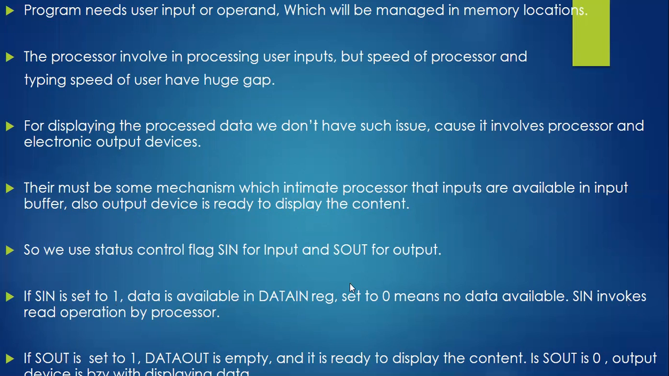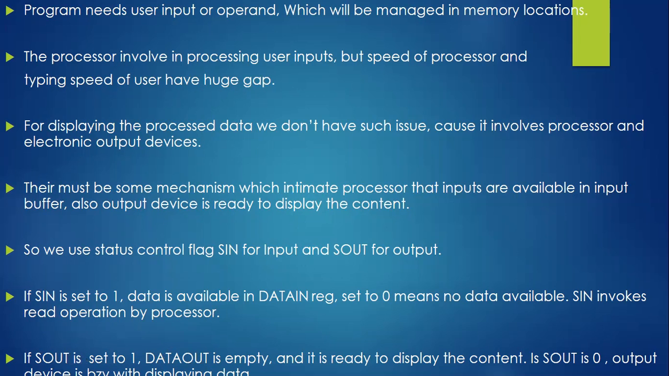Now we'll see whether the output unit is ready to display the content or not. If S out is set to 1, it means that data out is empty and it is ready to display the content. How will the content be displayed in the display unit? Whatever result we want to display should be uploaded to data out. We can upload when it is empty, that's it.